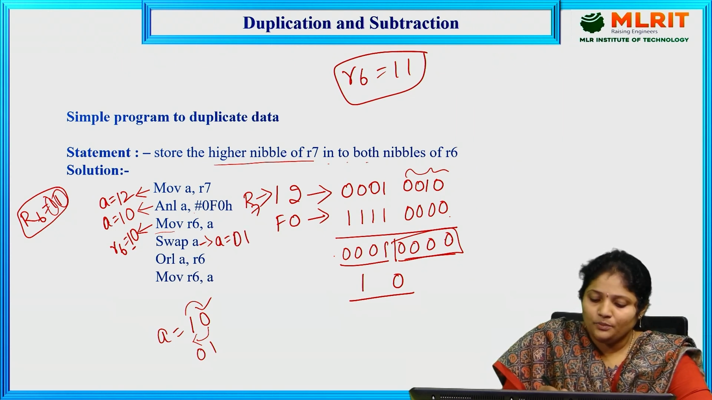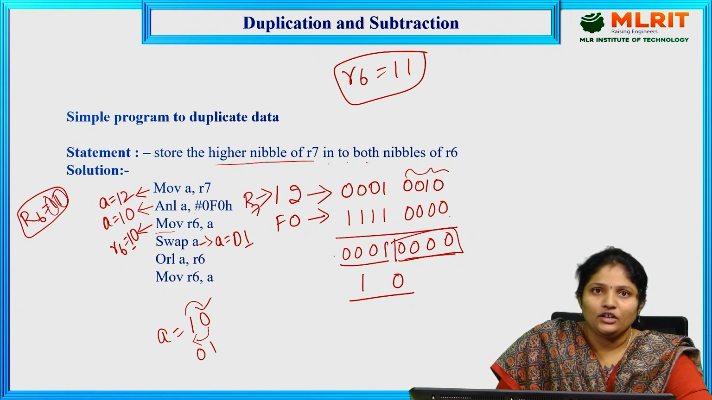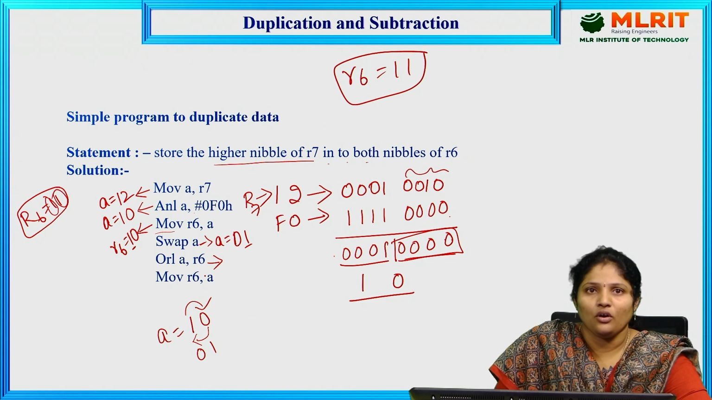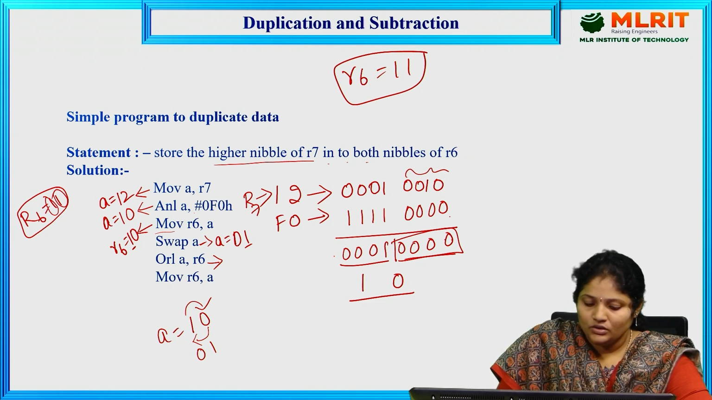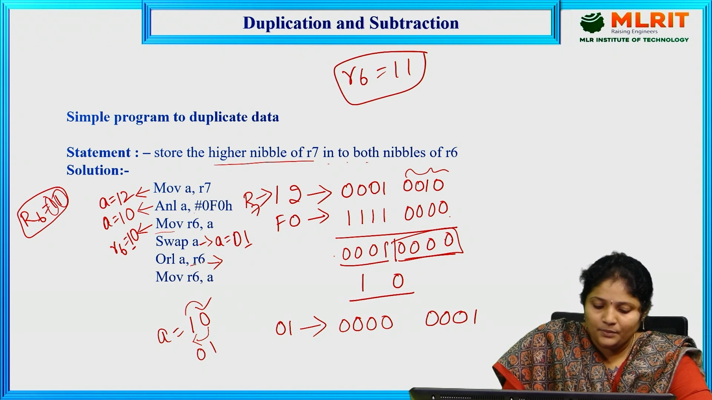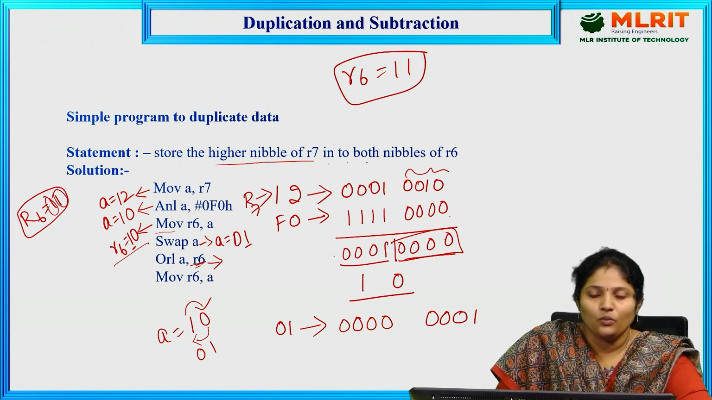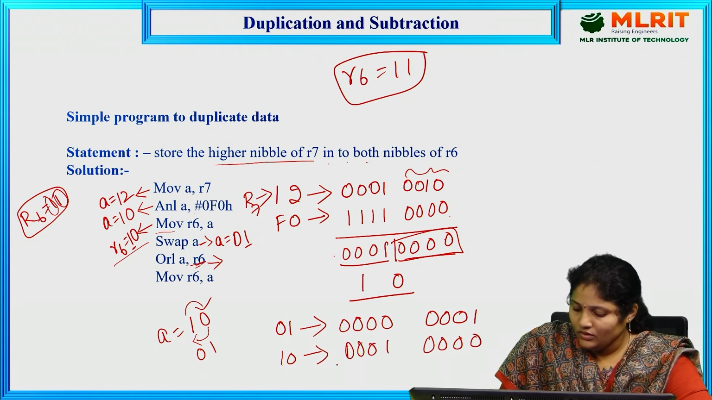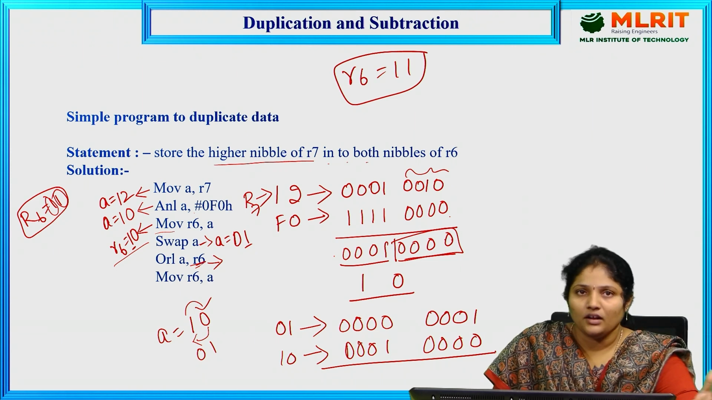Now, I need to place this 1 in the lower nibble of R6, right? So how we will perform? We just need to perform OR operation between these two numbers. So what is the data present in A? The data present in A is 0, 1, which is nothing but 0, 0, 0, 0 and 0, 0, 0, 1. And the data present in R6, what is R6 data? 1, 0. So 1, 0 can be 0, 0, 0, 1, 0, 0, 0, 0. So here to get this 1, 1 value in R6, we are performing OR operation.